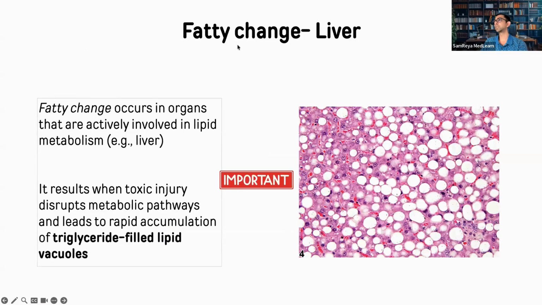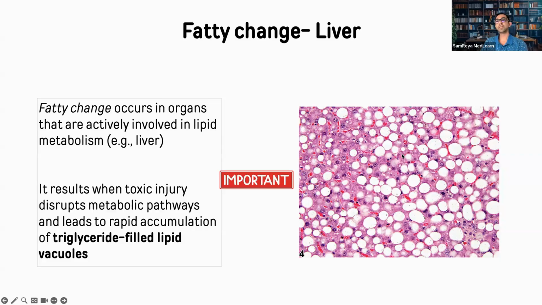I have also put up a picture of fatty change in the liver, because this image is very repeatedly used in a lot of your exams. This is a section of liver, and these are all liver cells, and these empty spaces that you see here are fat, because we have used H&E stain. H&E stain does not stain fat. It does not stain air. It does not stain water. It does not stain fat.